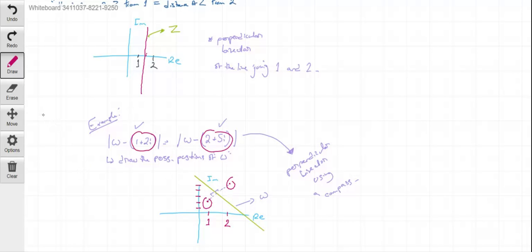So in the next video, we will look at a few other examples of perpendicular bisectors, except using inequalities.